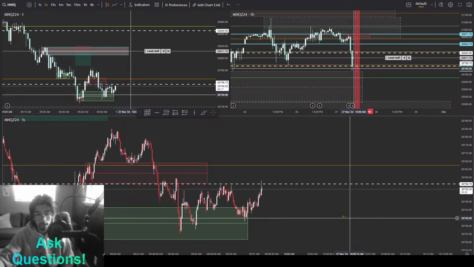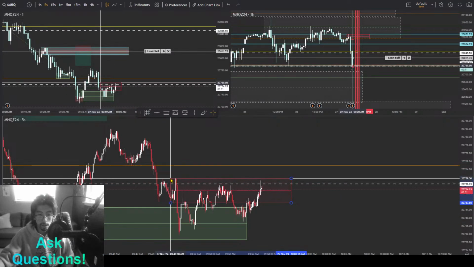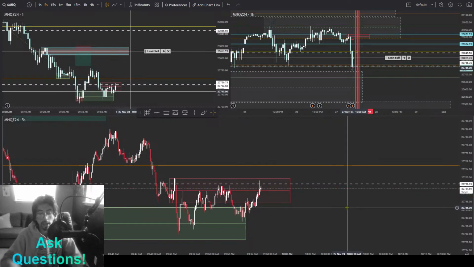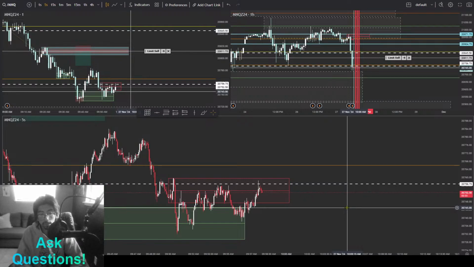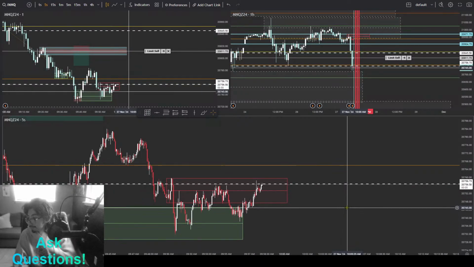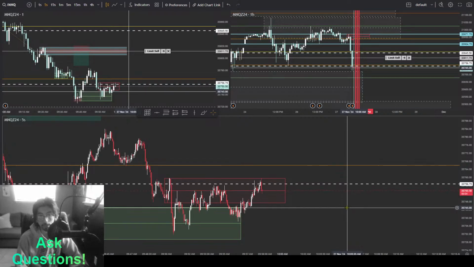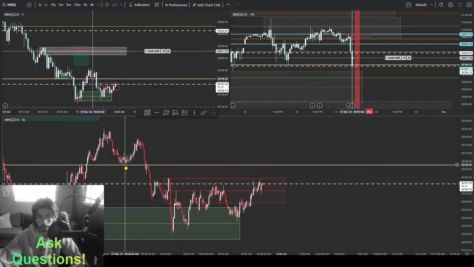Let's see. Okay, so I see that we're rejecting this area. We necessarily haven't broke it yet. Oh, one of the caches through my water. So we come back up here. I see a zone right here.